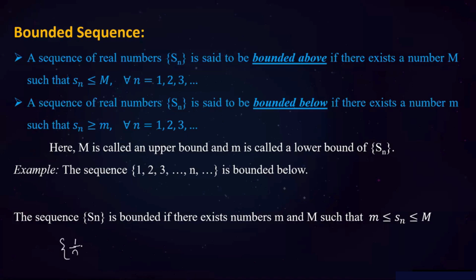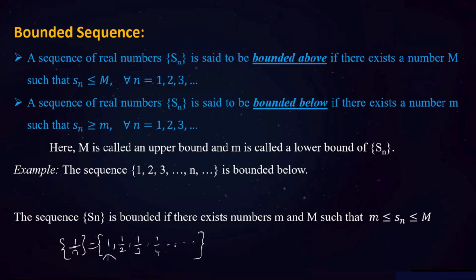right? If I take this sequence 1 by n, if you write all the numbers from this sequence for different values of n, for n is equal to 1, you will get 1. Then for n is equal to 2, it is 1 by 2. Then for n is equal to 3, it is 1 by 3, 1 by 4. All these things you'll get. So when you take all these numbers here, you can easily identify one maximum value in this. See what it is? 1. 1 is the maximum value.